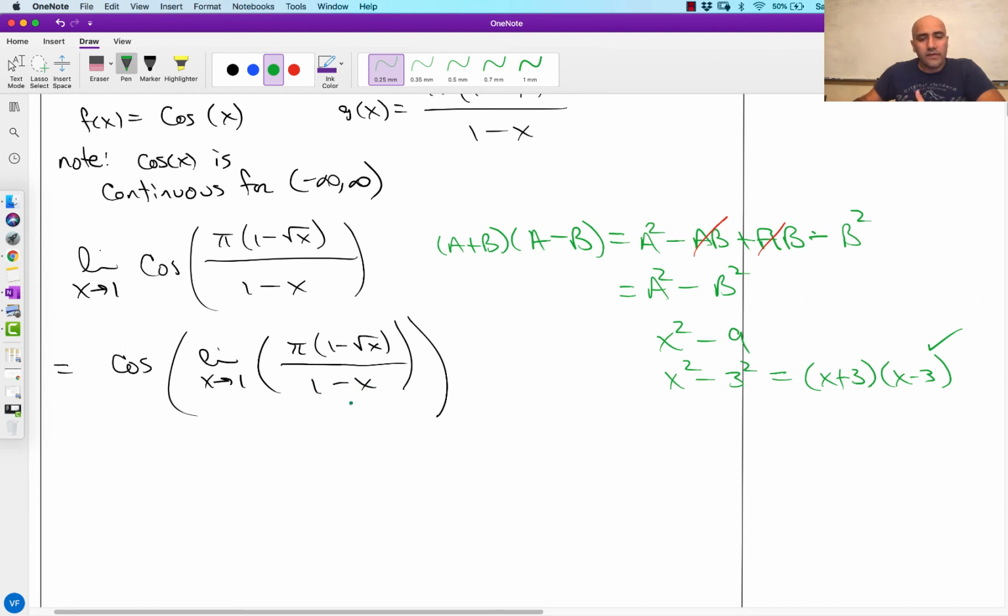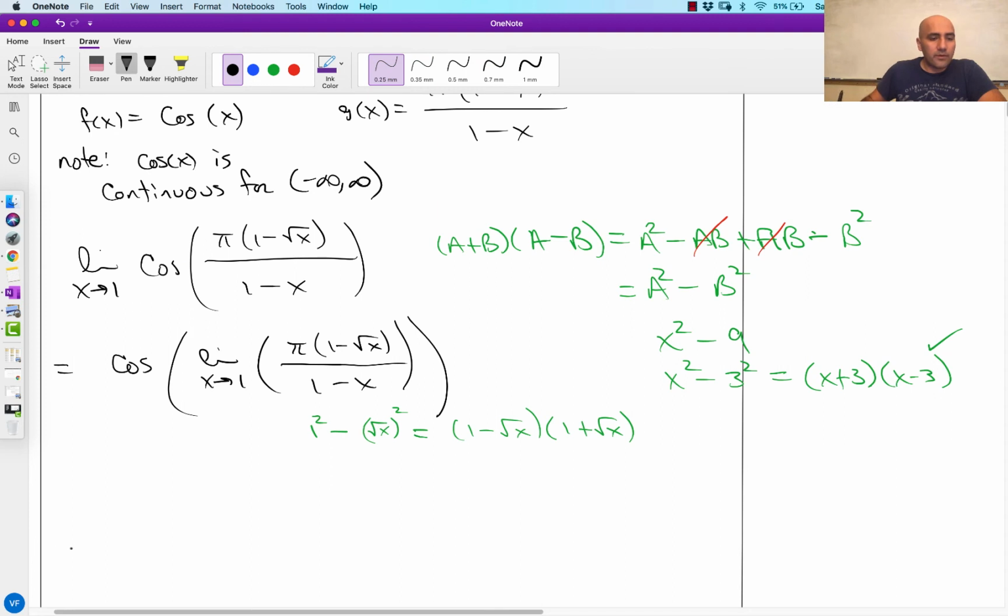We don't have that. Well, we can kind of force it a little bit in the following way. We could say that this 1 minus x, we can think of it as 1 squared minus the square root of x squared, right? Because the square root of x squared is just going to be x, and 1 squared is just 1. So this is a way to force this denominator to look like a difference of squares. So we know that it will factor as 1 minus root x times 1 plus root x, and that will help me with the numerator.